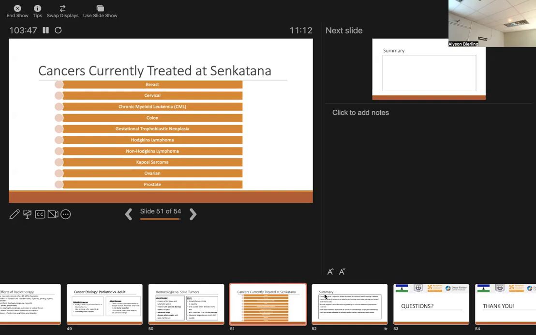But these are the cancers that we have started to treat in Lesotho with the chemotherapy that we have available at Sankatana. So breast cancer, cervical cancer, chronic myeloid leukemia, colon cancer, gestational trophoblastic neoplasia, Hodgkin's lymphoma, non-Hodgkin's lymphoma, Kaposi sarcoma, ovarian, and prostate cancer. Okay, so there are some other cancers here and there that we have been able to treat, but these are the most common cancers that we have been treating.